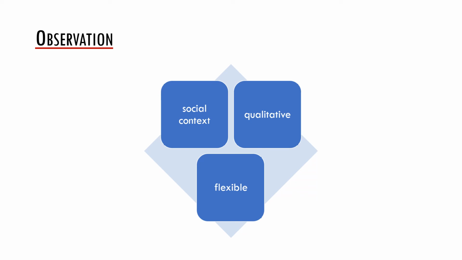Observation is a useful technique because it tries to encompass the social context of language use, and speakers are observed in their natural environment. Research using observation is typically qualitative, and it is often combined with other techniques such as interviews or even questionnaires. Importantly, observation is a very flexible technique and it can be well adjusted for any situation.